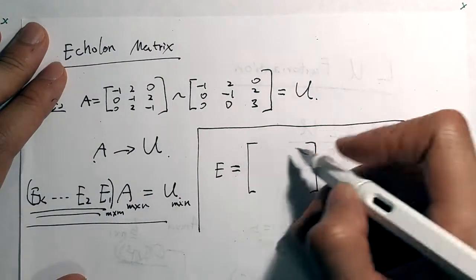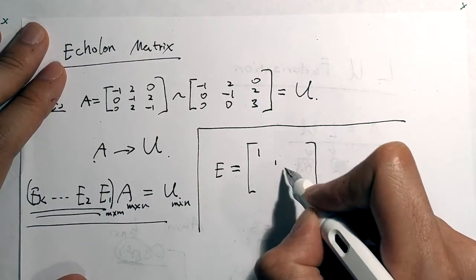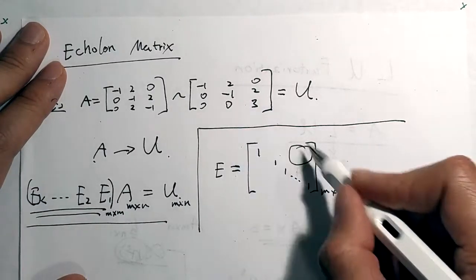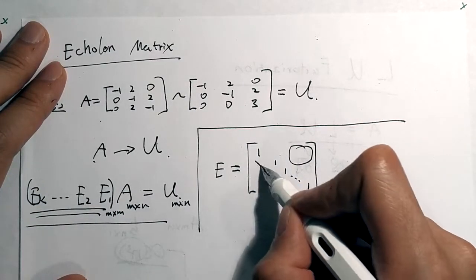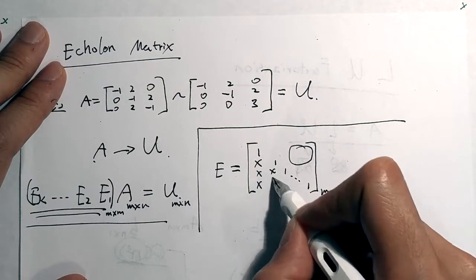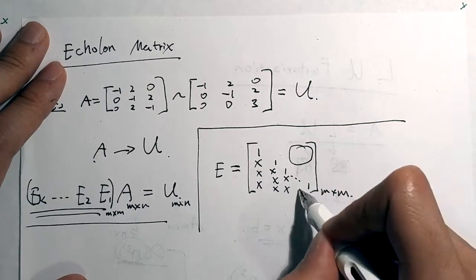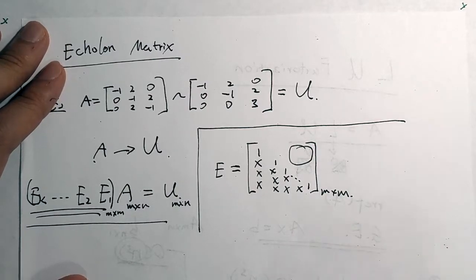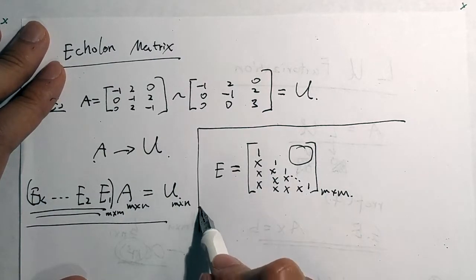An echelon matrix has 1 on the diagonal, zeros in the rest of the columns, and here are some terms that we need to define. So just the cross can be either 0 or other numbers. So that's how we define it so far.